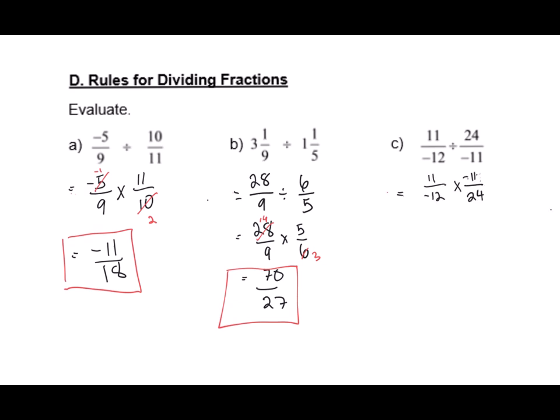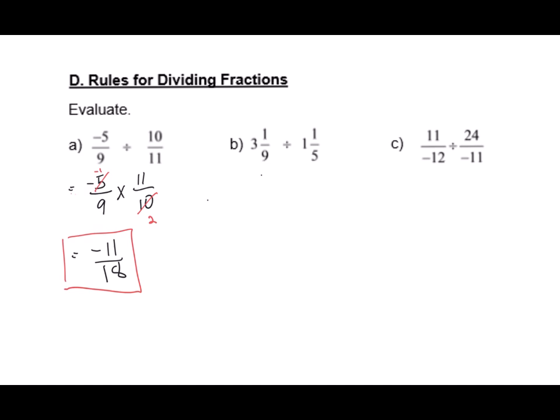When you flip and reverse the last portion of our problem, you end up with times negative 11 over 24. There's no simplification, so 11 times negative 11 is negative 121, and 12 times negative 24 is negative 288, and a negative divided by a negative becomes positive, so we end up with positive 121 over 288 as our final answer.